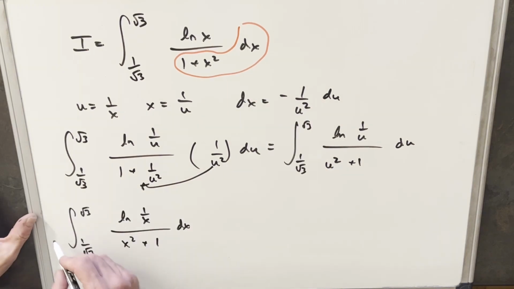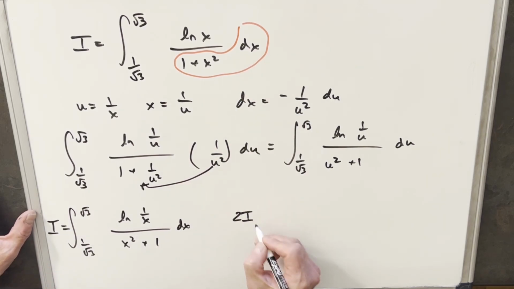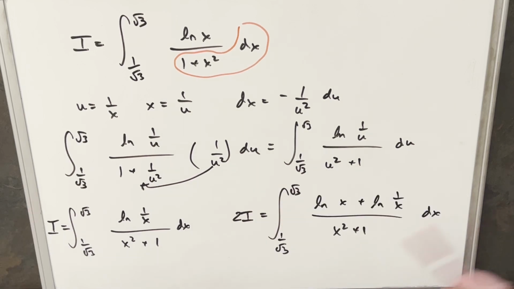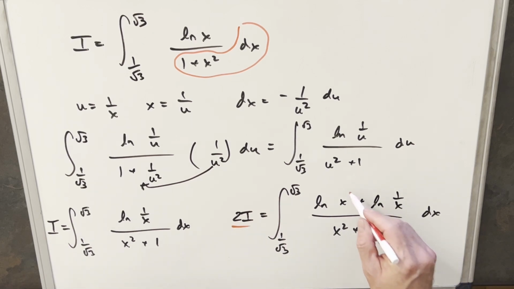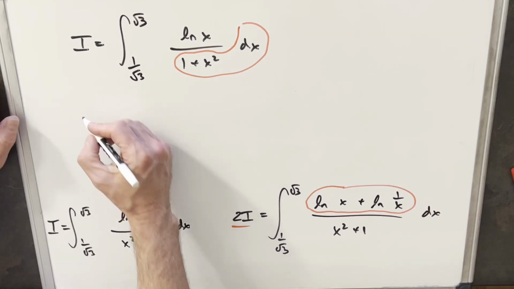Okay, so now that everything's back to x, I'm going to also call this integral I. So I want to add this one to this one, and I'm going to call this 2I. So let's see what we have. Now that we're back in x, we've added these two together, and again, we have two copies of the integral. And what I want to focus on is the natural log situation over here. Let's just focus on this and see if we can simplify it.